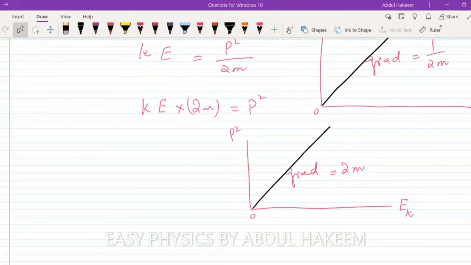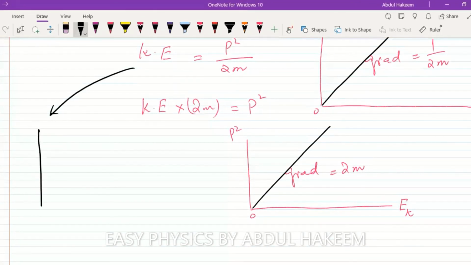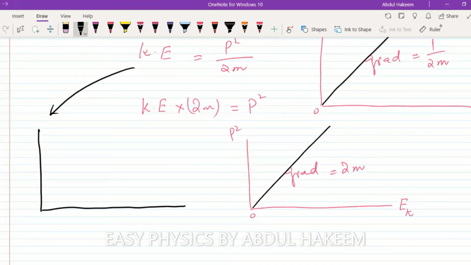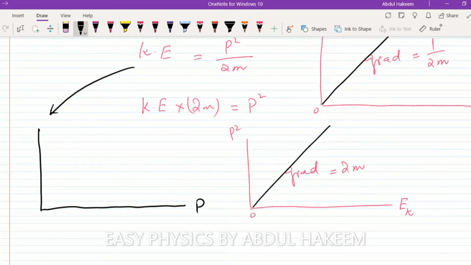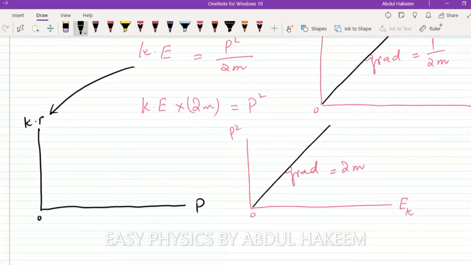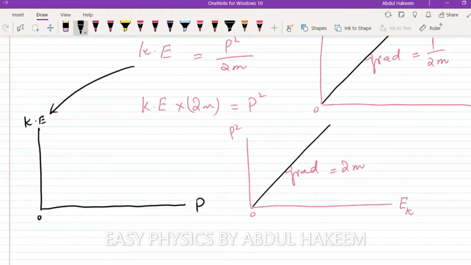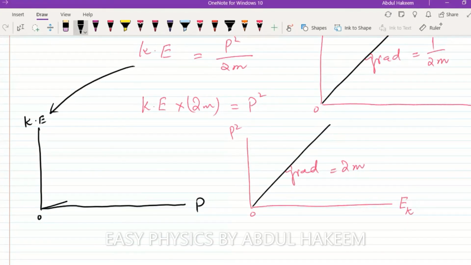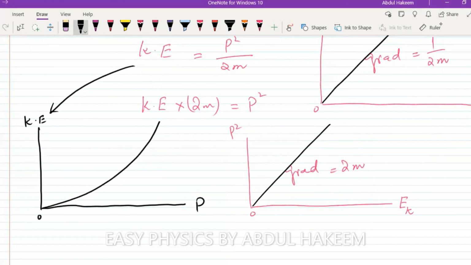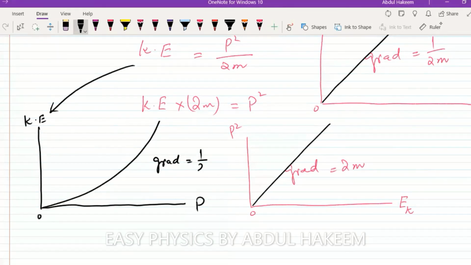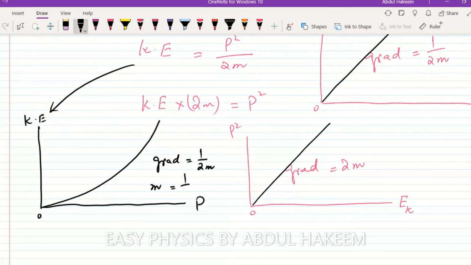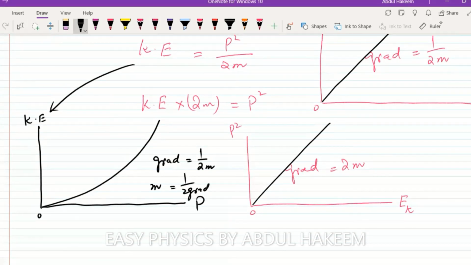Okay, this equation, this one. If the momentum, instead of the momentum squared, is at the x-axis and the kinetic energy at the y-axis, when the graph is plotted, it's not a straight line, it's a curve. And the gradient at any point will give you 1 divided by 2m, meaning the mass will be equal to 1 divided by 2 times the gradient at that point.